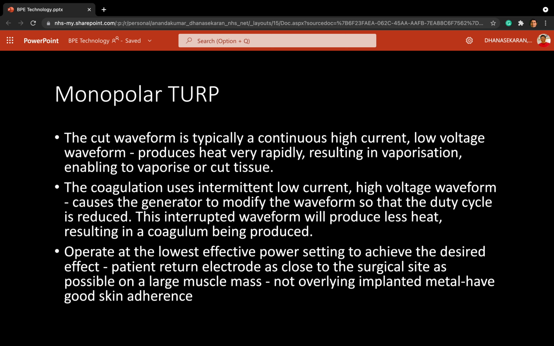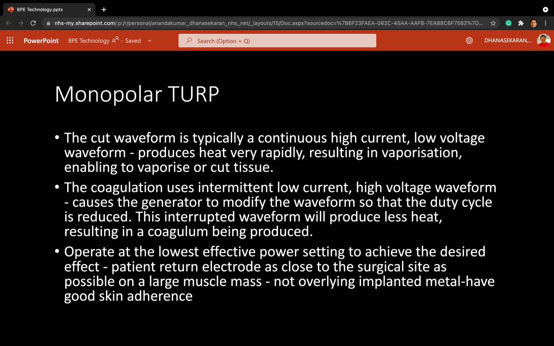Regarding the cutting and coagulation, can you explain the settings and what happens to the current and voltage in cutting and coagulation settings? So in terms of the settings, sorry, are you asking for exact numbers in terms of the current? Yeah. Okay. So in my practice, I set the cutting at 140 watts and the coag at 90 watts.